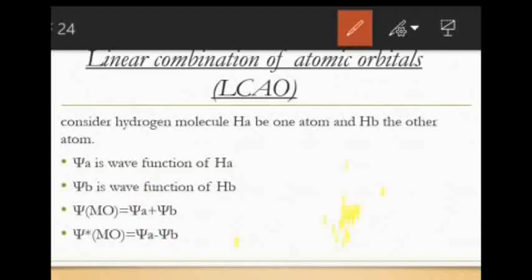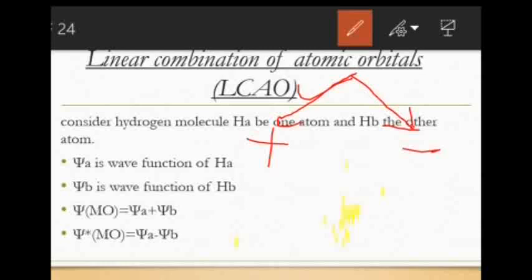Next is linear combination of atomic orbitals, LCAO. It is abbreviated as LCAO. There are 2 ways of combining atomic orbitals. One way is by addition and the second way is by subtraction.